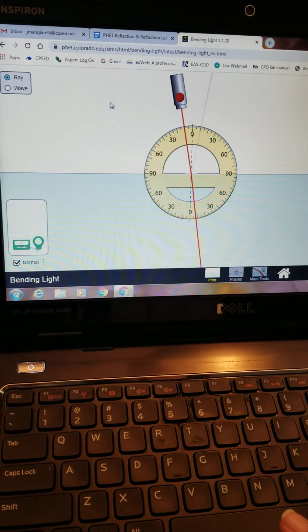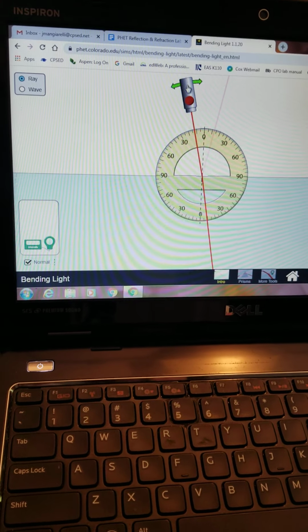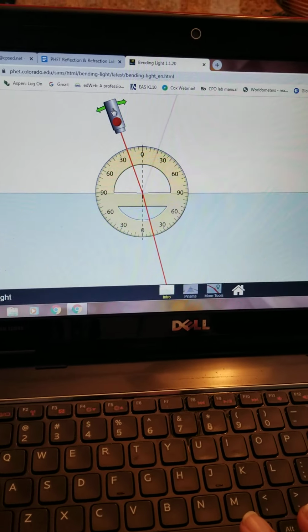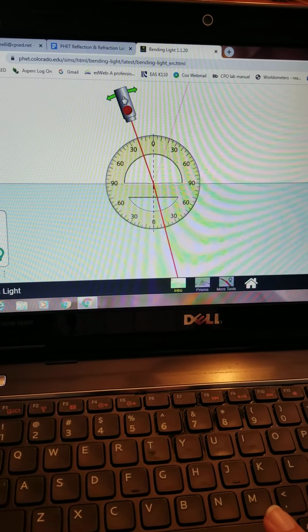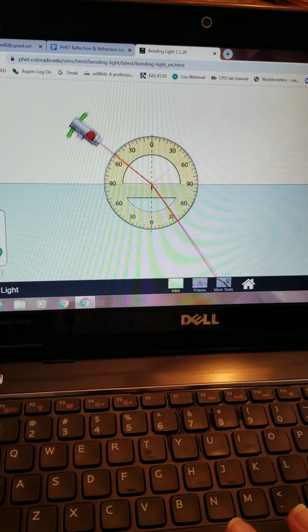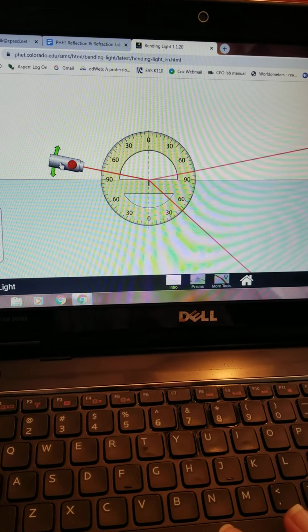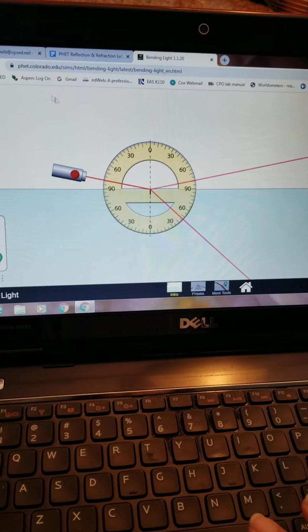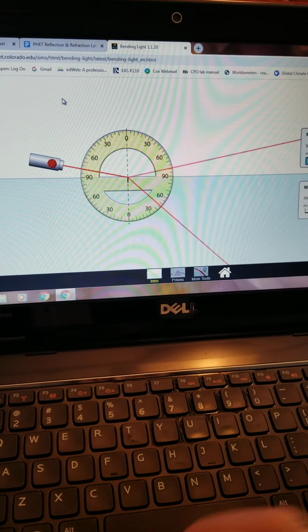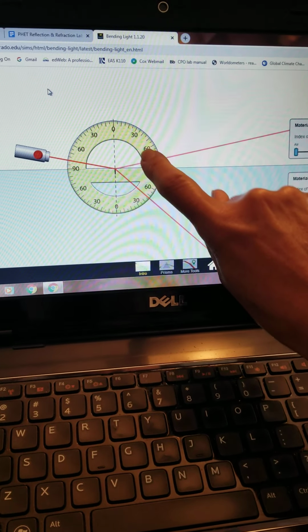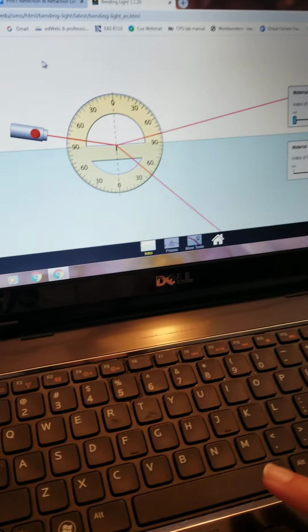Step 7. Move the laser to the indicated angles and record all angles of reflection in the table below. You go from 10 degrees to 20, 30, 40, all the way up to 80. So 80 is way down there. We're always ignoring this one; we only care about the reflected ray. And where do we measure the angle from? The normal. So this is the angle I'm measuring.